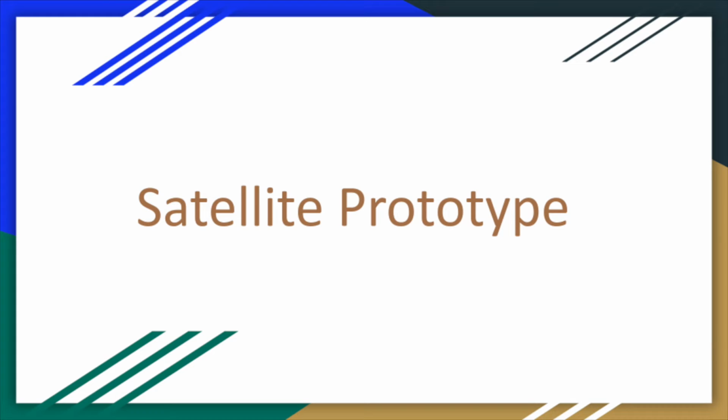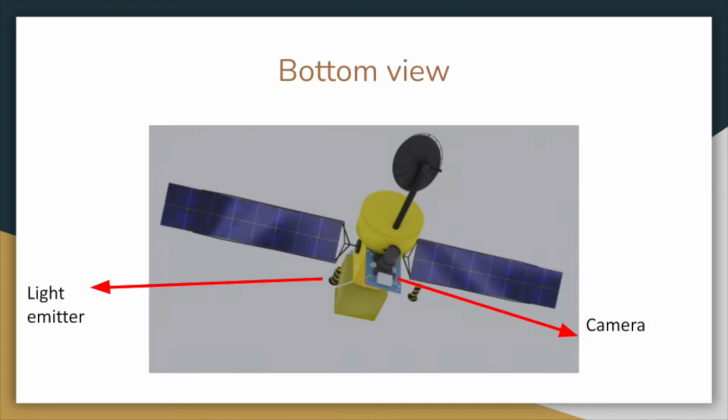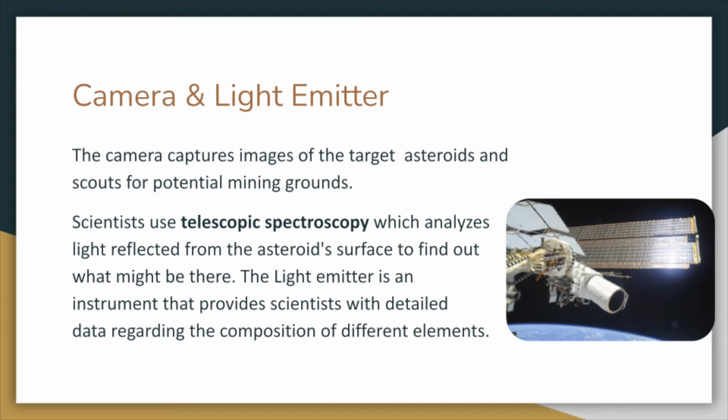Let's take a look at the satellite. It consists of an EM wave emitter, satellite dish, solar panel, light emitter, and camera. The camera takes images of the target asteroid or planet and scouts for potential mining grounds. To find out how much of an element is present on an asteroid, we use the light emitter.